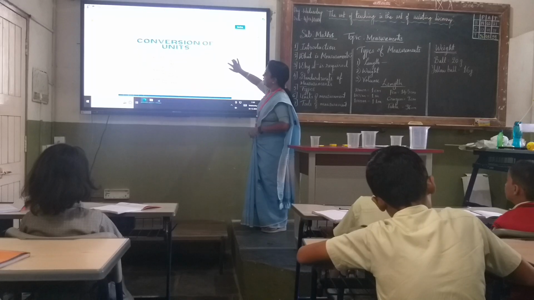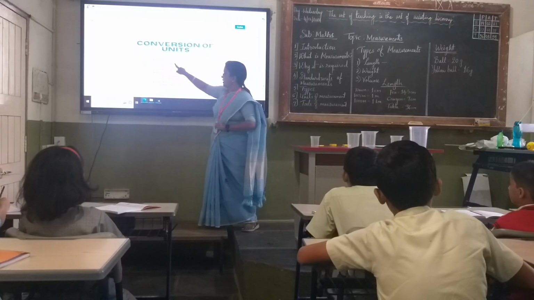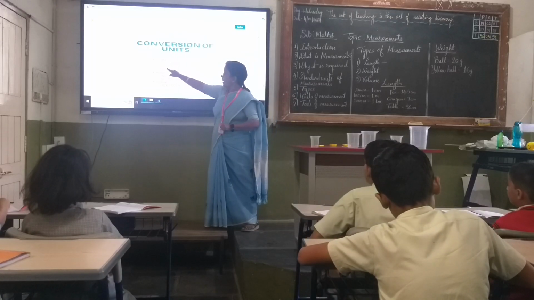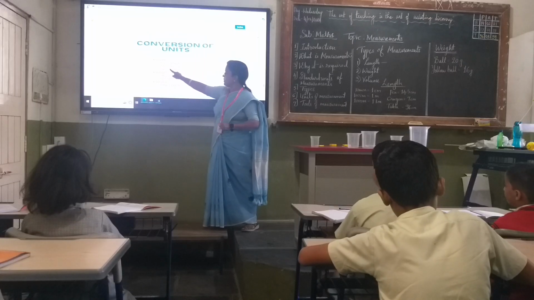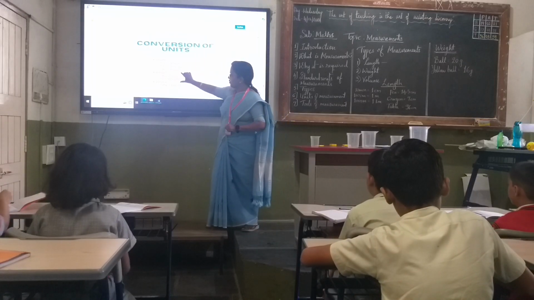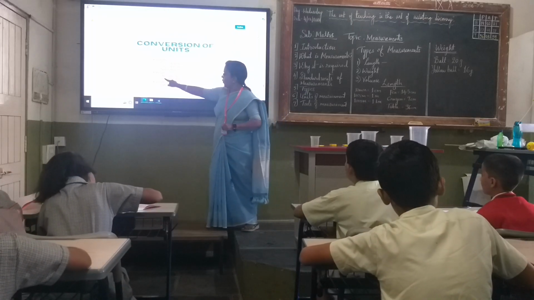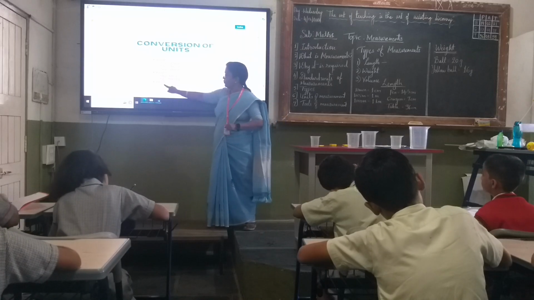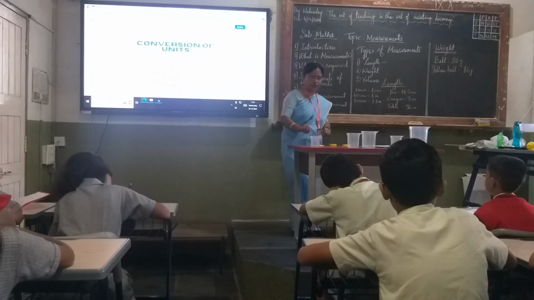Now next, conversion of units. Here you can see length. 1 centimeter is equal to 10 millimeter. 1 meter is equal to 100 centimeter. And 1 kilometer is equal to 1000 meter. Children, note this down. In weight also, 1 kilogram is equal to 1000 gram. 1 gram is equal to 1000 milligram. And in volume, 1 liter is equal to 1000 milliliter. Take that down.